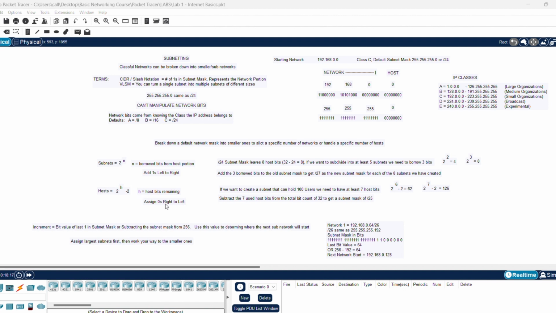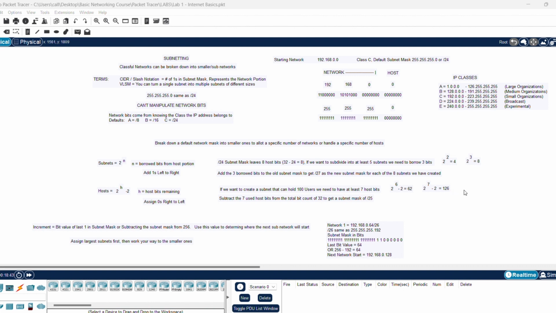With this, you're going to assign zeros, or reserve zeros, from right to left. So if we want to create a subnet that can hold 100 users, we need to have at least 7 host bits. Like before, if we tried 2 to the 6th minus 2, it's only going to allow us for 62 hosts. But if we went 2 to the 7th minus 2, we can have up to 126 hosts, which is more than enough to hold 100.